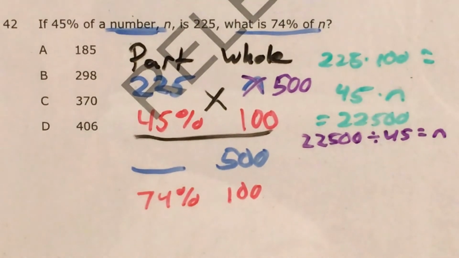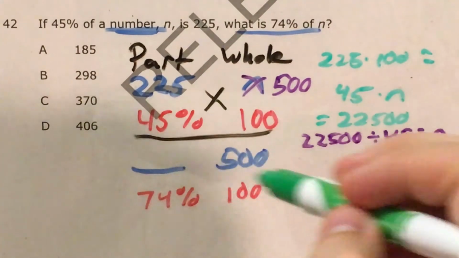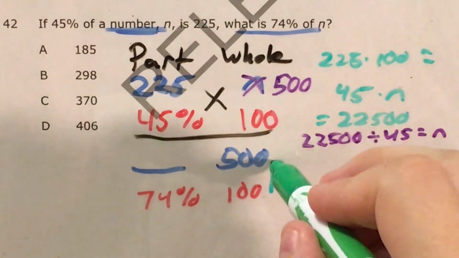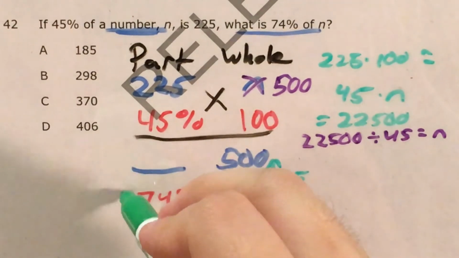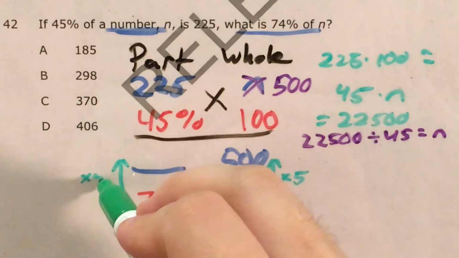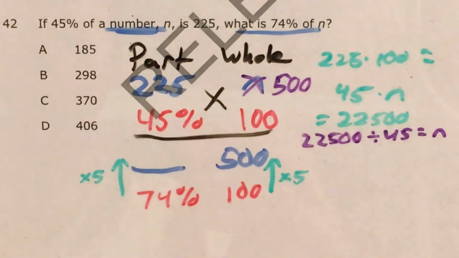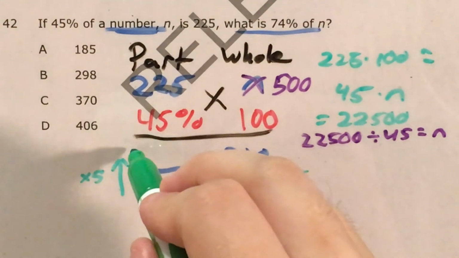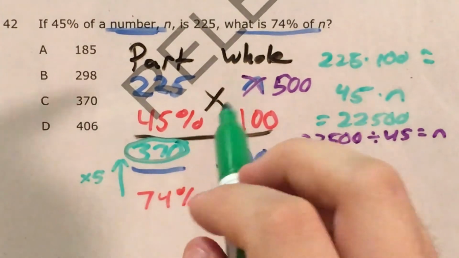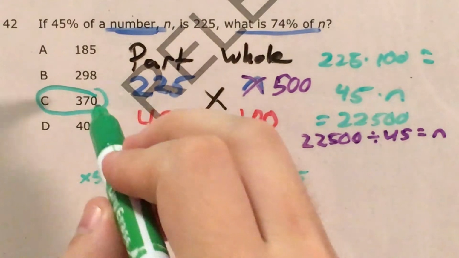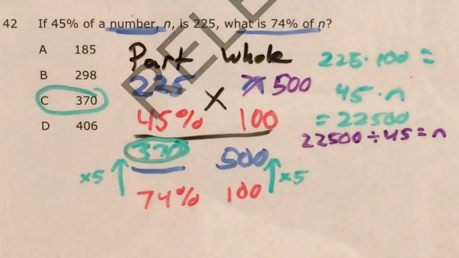Now I just have to look for a multiplying or dividing pattern that can go up or left. The easiest one I see is to go up and say that 100 times 5 is 500. So then 74 times 5, and you can do that on your calculator or in your head or however you want, but you should get 370. So after all that work, we arrived at an answer of 370, and thank goodness it matches answer choice C.